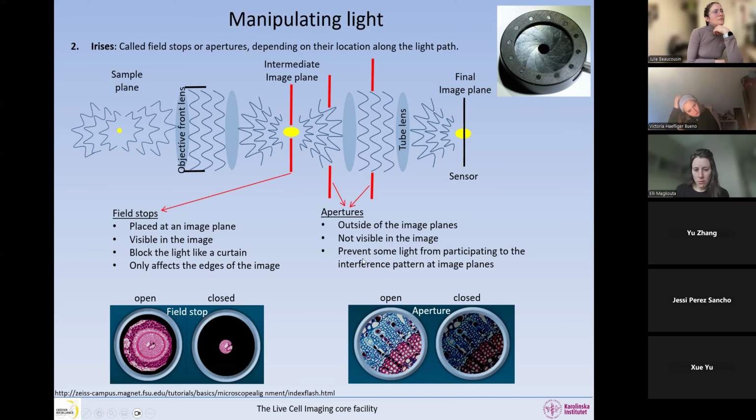So what happens is that it prevents some of this light from making an interference pattern here and participating in the image. So this is what happens when you place this iris here. And because we have less light coming in for the interference pattern, it affects the whole image, not just the edges, okay? So we manipulate light with lenses and with irises, and with irises, it depends where we put them. Then we have different effects. And when you use the microscope, you will also see something like this.